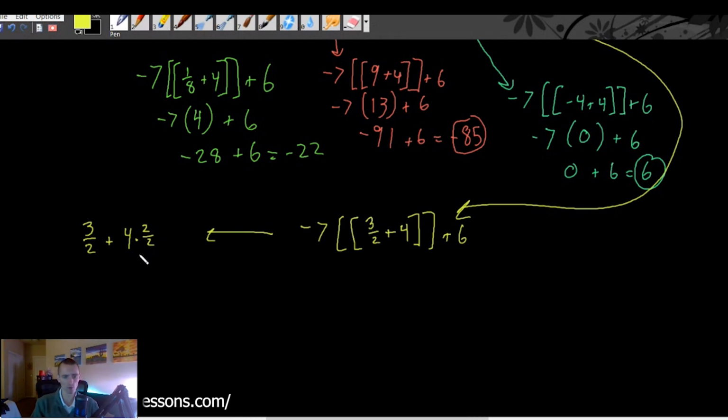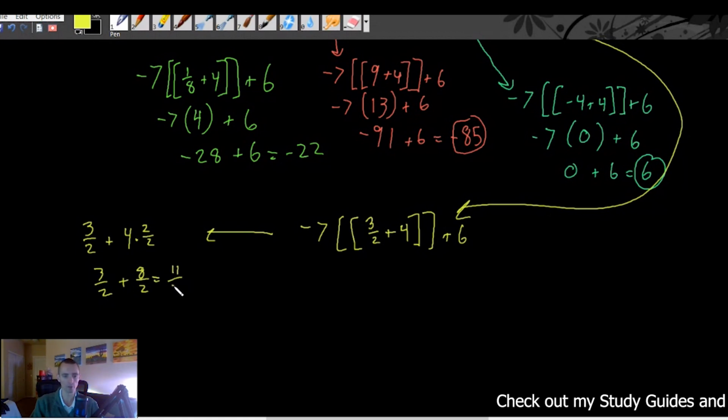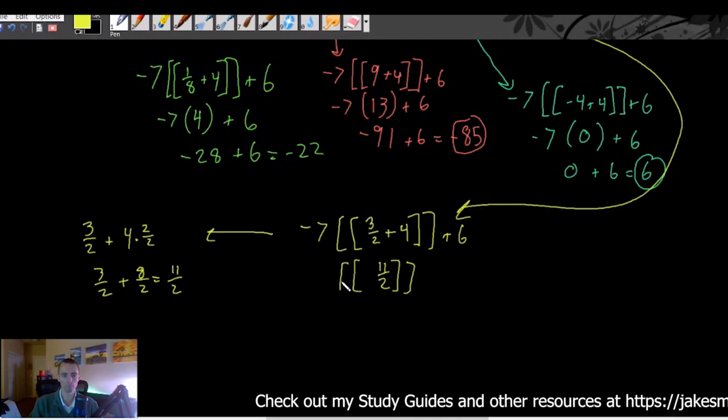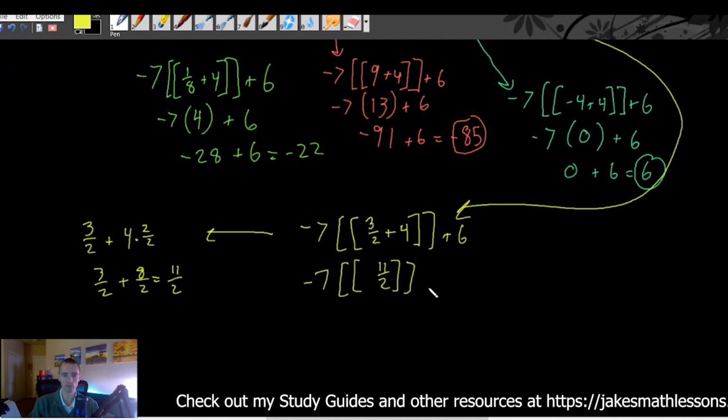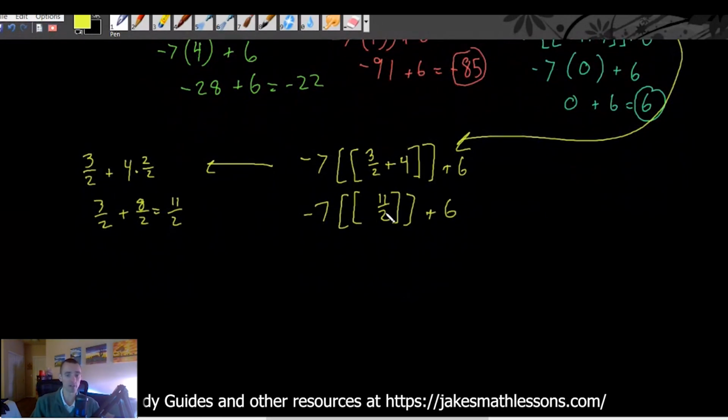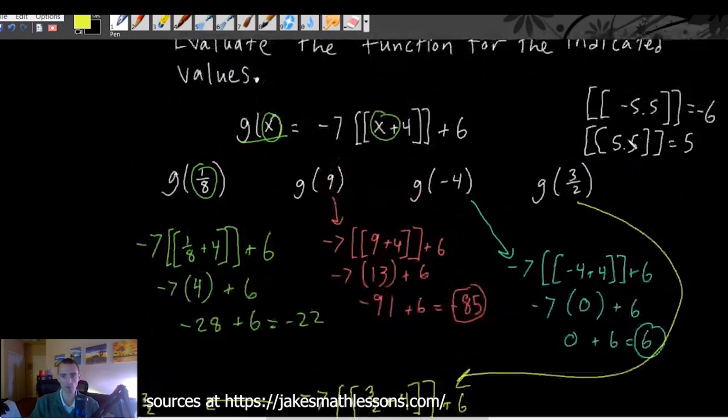So 4 times 2 over 2 would be 8 over 2 plus 3 over 2. Now that they have the same denominator, we can just add their numerators. 3 plus 8 is 11 over 2. So we're going to have the step of 11 over 2 times negative 7 plus 6. 11 over 2 is the same as 5.5, so 5.5. I coincidentally kind of gave that as an example over here.